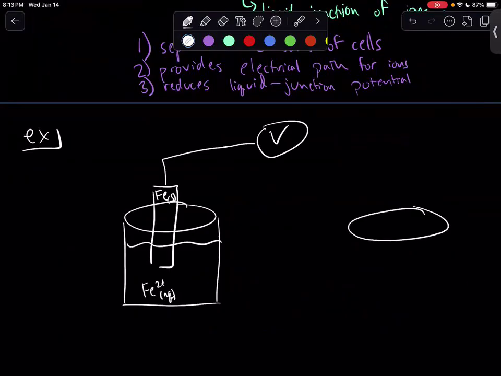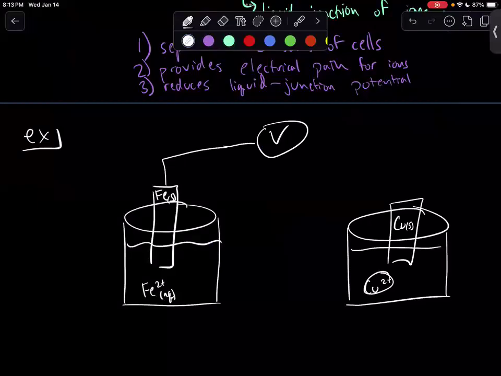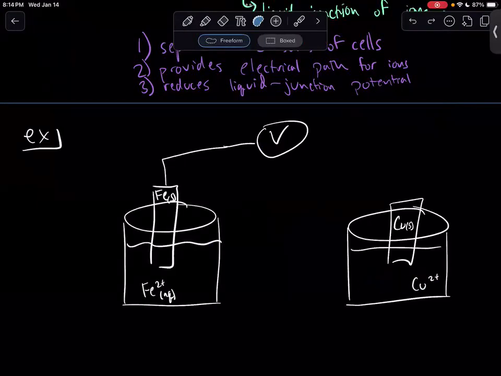And then I'm going to create my other cell. In this cell, I might choose something like copper. So we have our copper electrode, and we have our Cu2+ ions. Just going to scooch this copper over to this side. And those are, of course, aqueous as well. And of course, I'm going to connect with a wire.